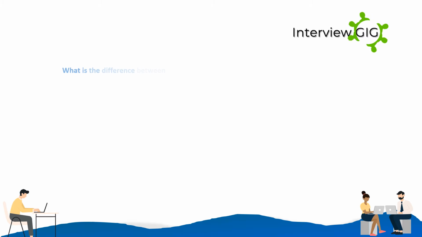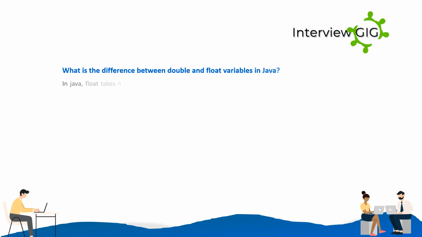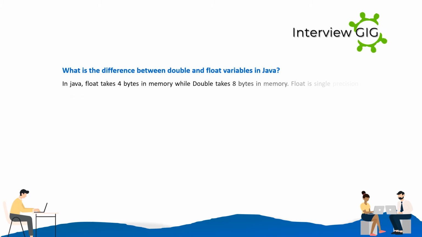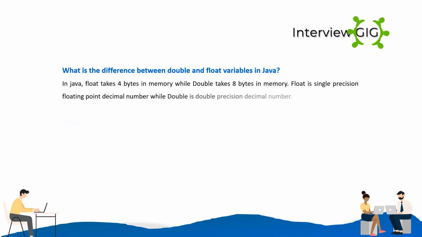What is the difference between double and float variables in Java? In Java, float takes 4 bytes in memory while double takes 8 bytes in memory. Float is a single precision floating point decimal number while double is a double precision decimal number.